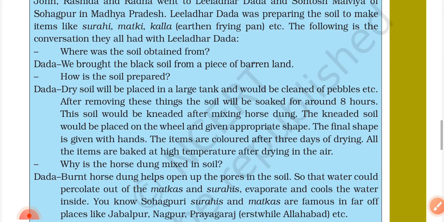The kneaded soil is placed on the wheel and given an approximate shape. The final shape is given with hands. The items are colored after 3 days of drying. All the items are baked at high temperature after drying in the air.